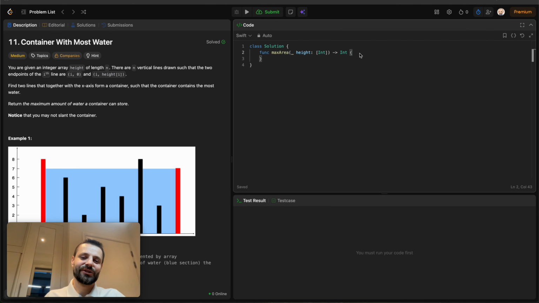Hey there! Today we are going to solve another LeetCode problem named container with most water. Medium level, and it goes like this. You are given an integer array height of length n.